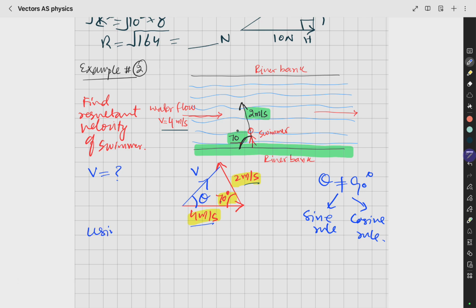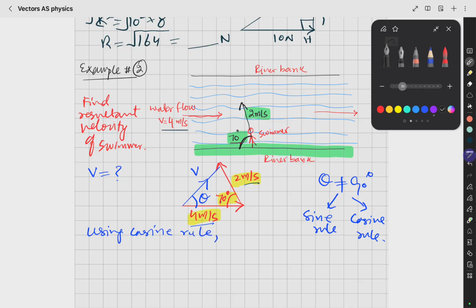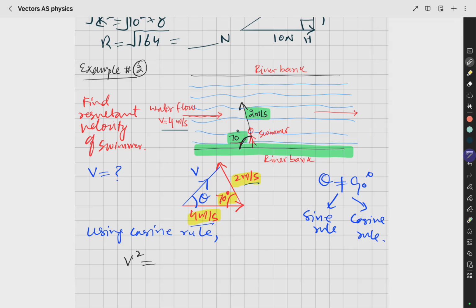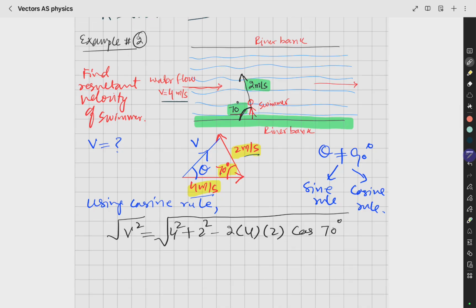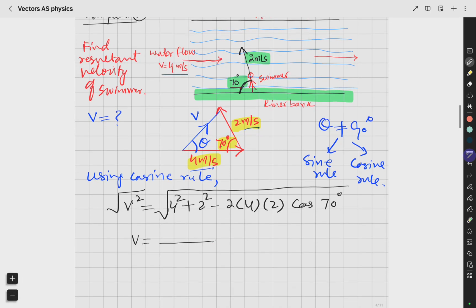Remember, in these questions mostly cosine rule is used. So cosine rule is V square equals 4 square plus 2 square minus 2 into 4 into 2 into cos of the angle between them. And what you do is you solve it and then you take the square root of this to get your answer. I don't have the calculator at the moment with me, so just calculate it yourself.